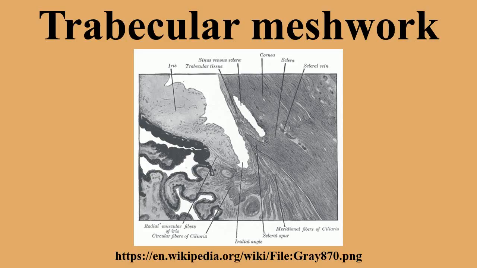Juxtacanalicular tissue lies immediately adjacent to Schlemm's canal, composed of connective tissue ground substance full of glycosaminoglycans and glycoproteins. This thin strip of tissue is covered by a monolayer of endothelial cells. The trabecular meshwork is assisted to a small degree in the drainage of aqueous humor by a second outflow pathway, the uveoscleral pathway. The uveoscleral pathway is increased with the use of glaucoma drugs such as prostaglandins.